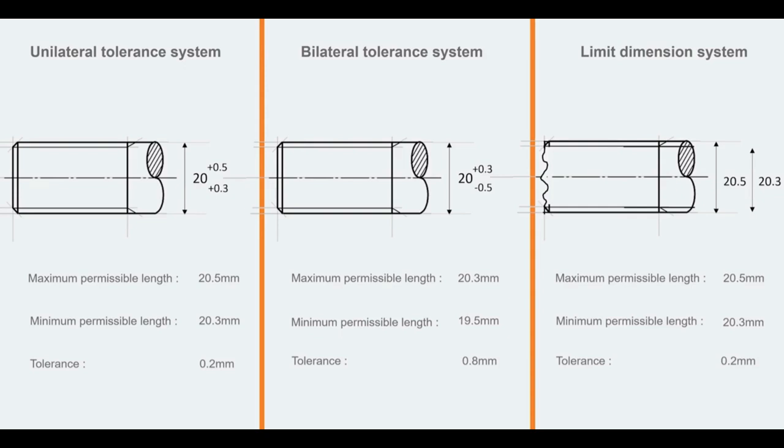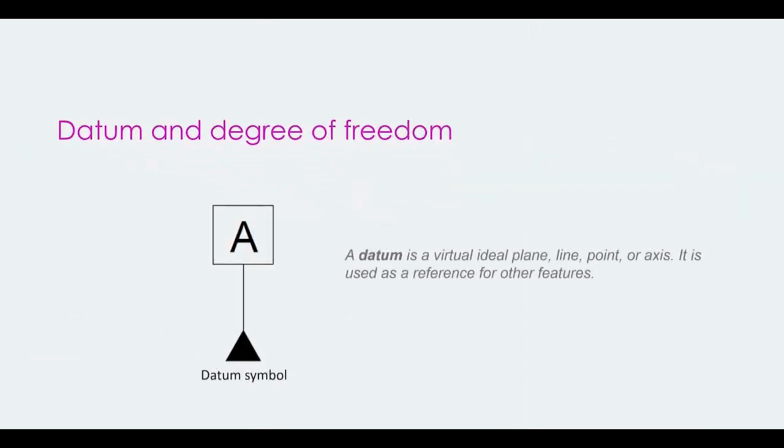Datum and degree of freedom. A datum is a virtual ideal plane, line, point, or axis. It is used as a reference for other features. There are three kinds of datum: primary, secondary, and tertiary datum.